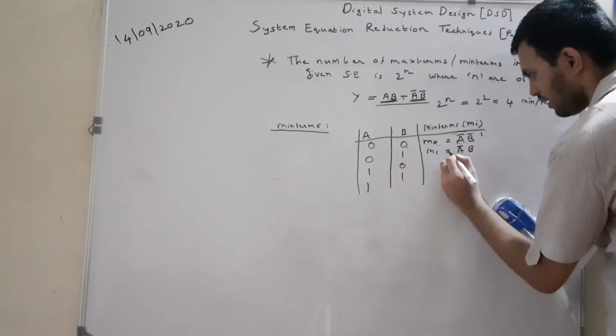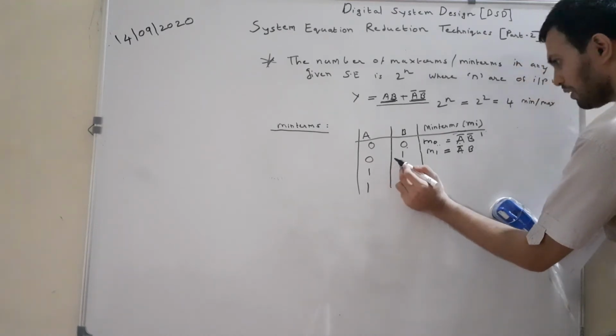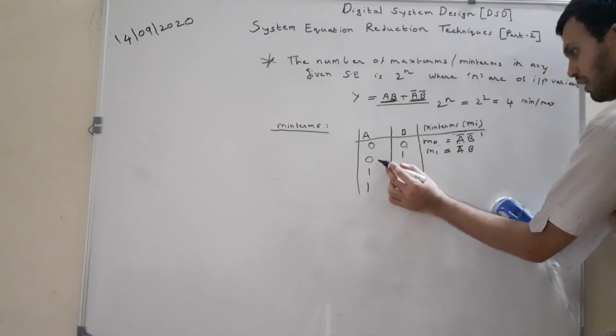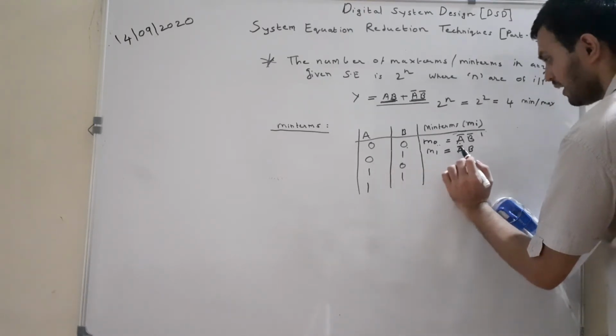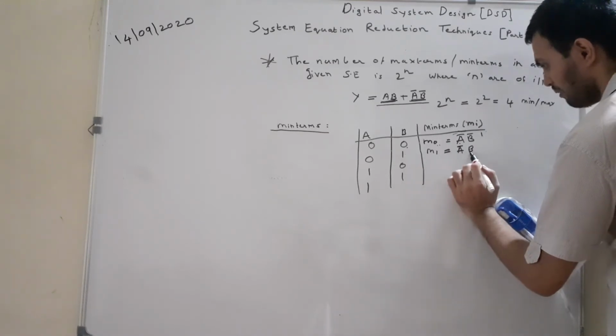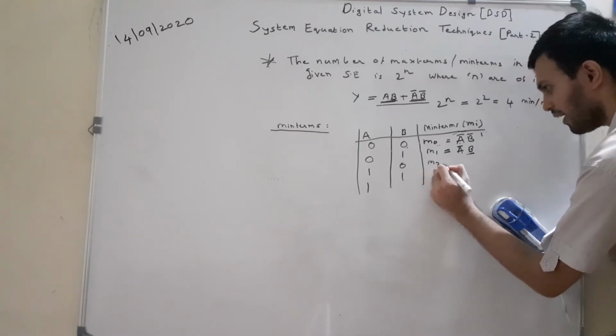So remember one thing, wherever you have 0 in the truth table or any table and you want to find out the min term, the term which is 0 will be represented by its complement. So here A's value was 0, so it was represented using A complement, and here B is 1, that's why B will remain as it is. So now the next term we will write.